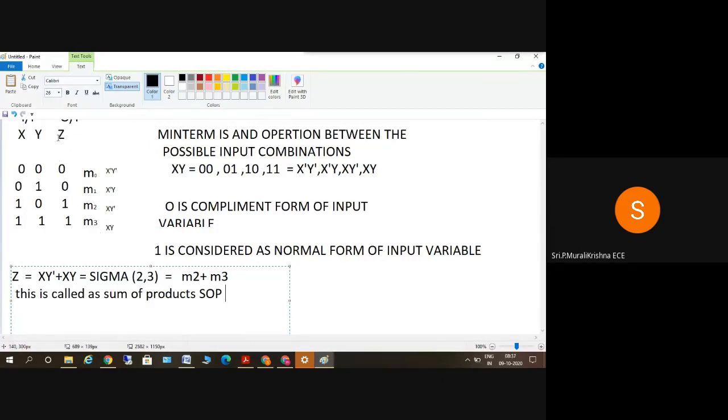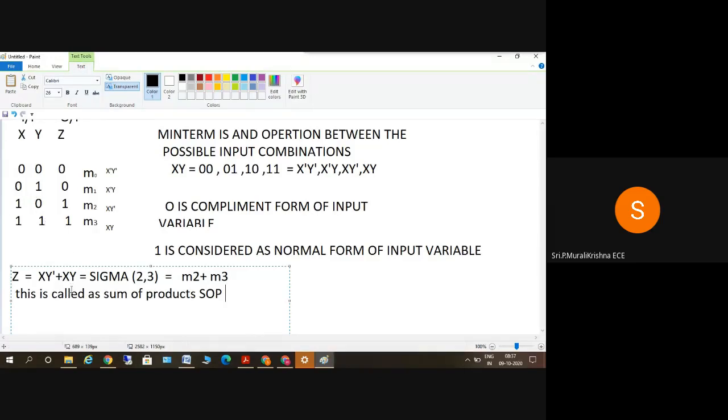And if I want to define Z here, I have to check for 1 in the output table, and I have to perform summation of those input combinations whose output is equal to 1. What are the input combinations making the output 1 here? 1 0 and 1 1. 1 0 is the minterm m2, and 1 1 is the minterm m3. 1 0 is also called XY bar, and 1 1 is called XY here. We have to perform summation of these two: XY bar plus XY.